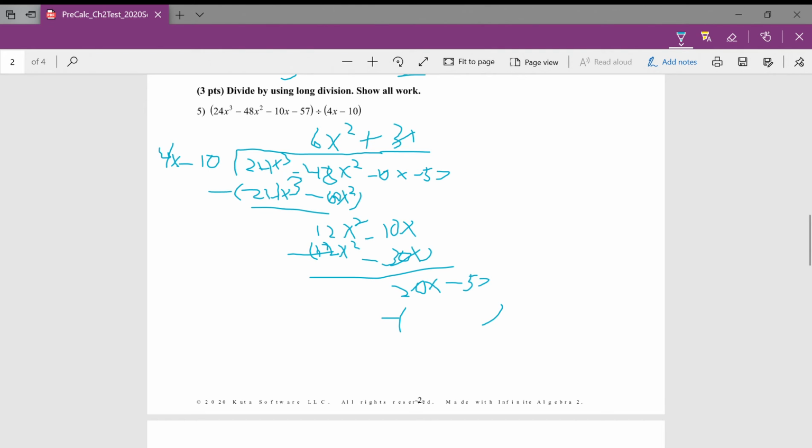And then you just multiply it by 5x here. So 5x times 4x is 20x squared. That's a 0. Minus 5x times 10 is negative 50. Okay, and then your remainder is going to be negative 7.